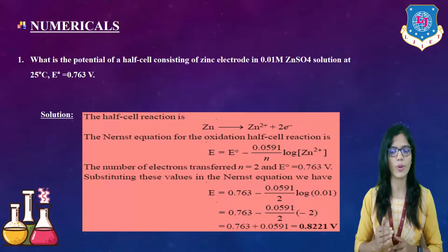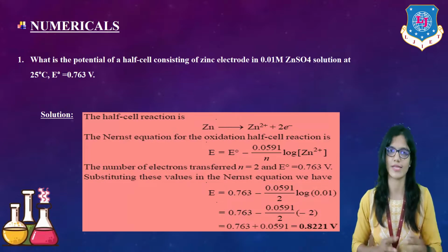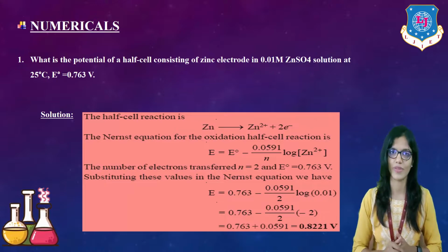When you put all the values in our oxidation half cell equation, we get E is equal to 0.763 minus 0.0591 divided by 2 into minus 2. That becomes 0.763 plus 0.0591, which is equal to 0.8221 volts. So we can say that it is the potential of the half oxidation cell, whose value is 0.8221 volts.